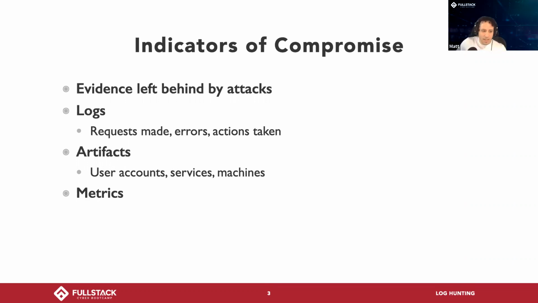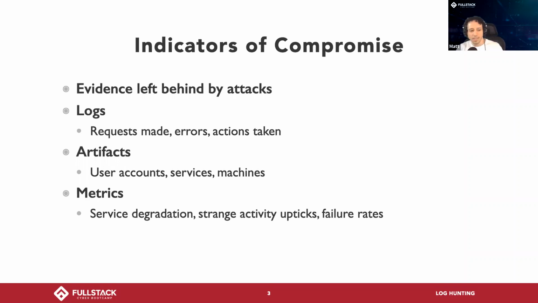And finally, like you were saying before, we have metrics of indicators of compromise too. Things like your services going down, any kind of strange activity, looking at the trends. Anything that looks different, we should be a little bit suspicious of. All three of these are where we're going to be looking for indicators of compromise. So you could categorize all of them into things you'll find in logs, specific artifacts you'll find, and metrics.